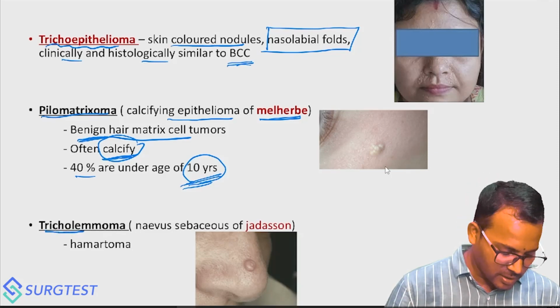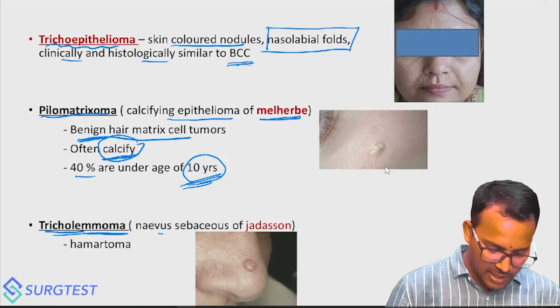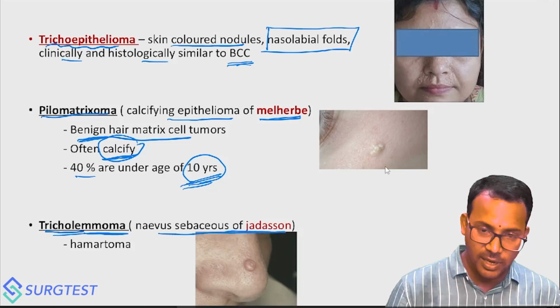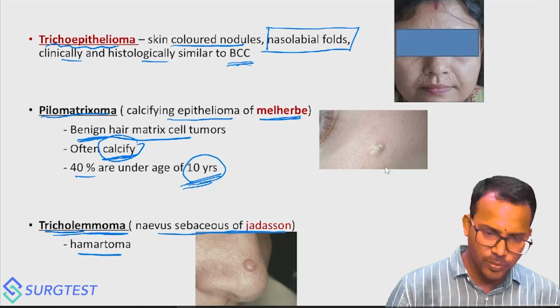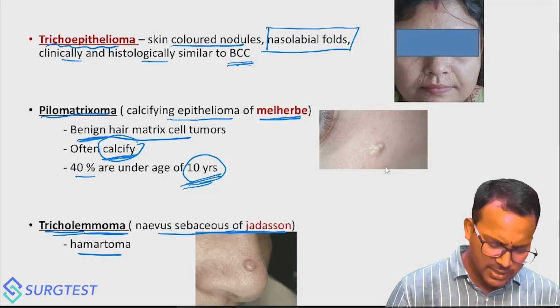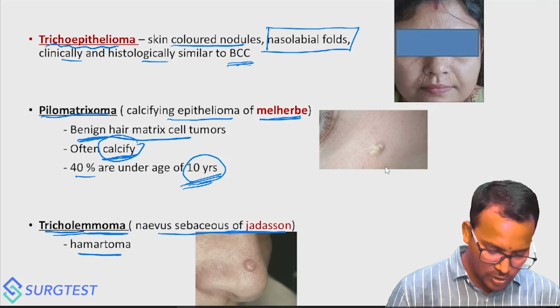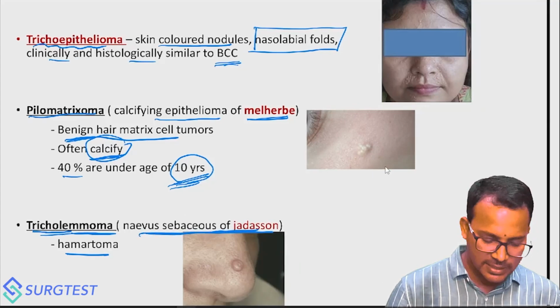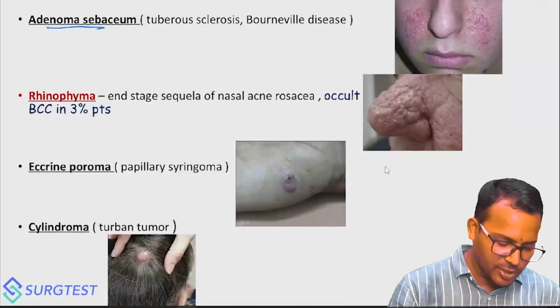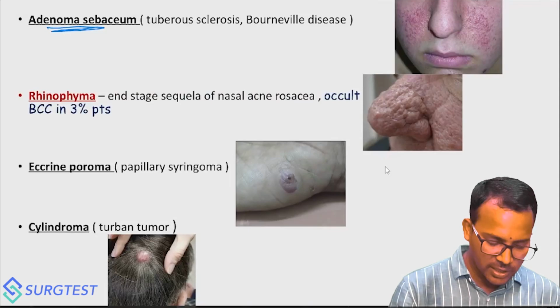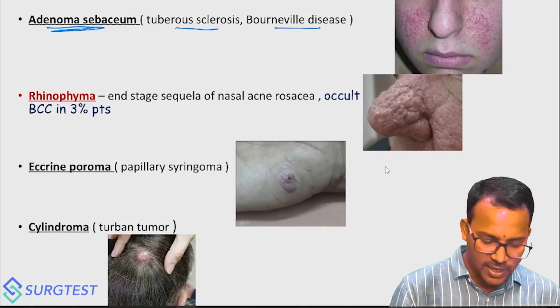Trichilemmoma is one. Nevus sebaceous of Jadassohn is the other name. It's also a hamartoma. Not much importance, just know the name of the lesion. Trichilemmoma is also called nevus sebaceous of Jadassohn. Okay. Adenoma sebaceum, you already know, is associated with tuberous sclerosis and von Hippel-Lindau disease.